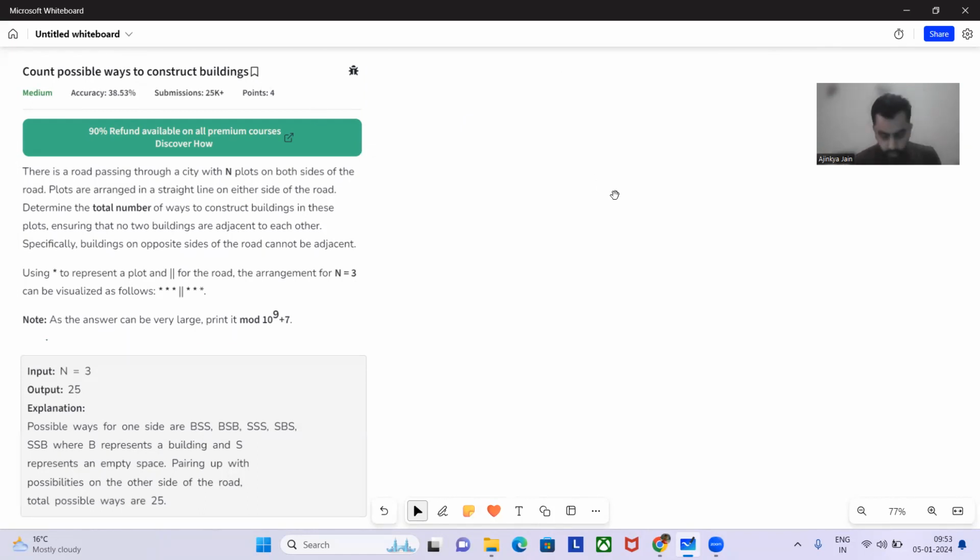So let's see the problem through an example. What the problem is saying is there will be n plots given. Let's consider n as 3. There will be a road, and on either side of the road there will be n plots. So if n equals 3 is given, on one side of the road there will be 3 plots, and on the other side of the road there will be 3 plots.